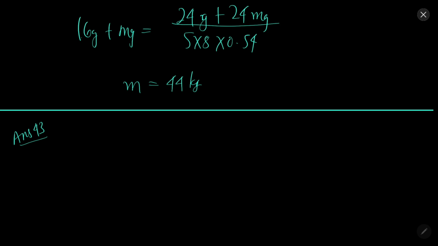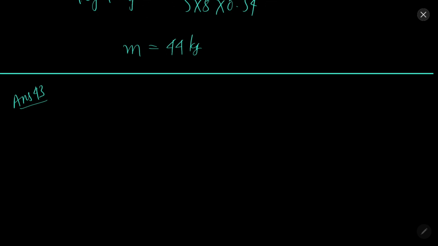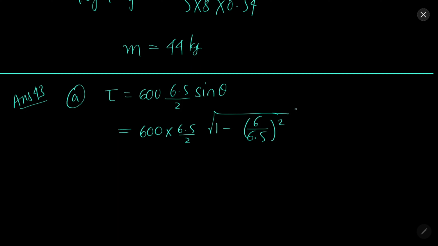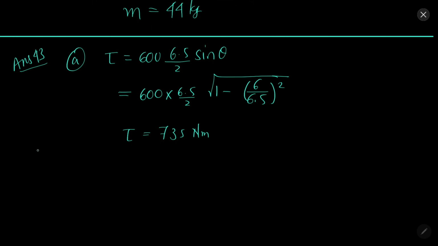Solution 43. A part, torque is 600 into 6.5 by 2 sin theta. So this will be 600 into 6.5 by 2 into square root of 1 minus (6 by 6.5) square. So torque will come out to be 735 Newton meter.